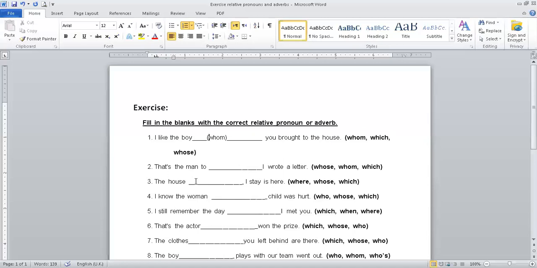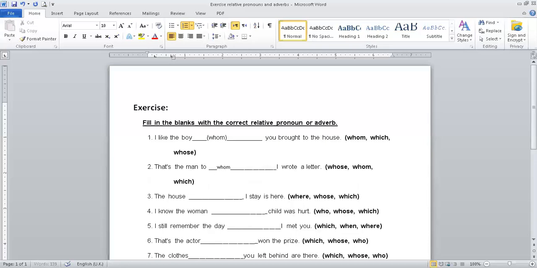Sentence 2. That's the man to. I wrote a letter. To is a preposition. Notice, to is a preposition. I wrote a letter. I is the subject. I wrote a letter to the man. I subject. So the man that we want to define is the object. Okay, and we have a preposition in this sentence. So to define someone, we use whom. Let's write whom. That's the man to whom I wrote a letter.